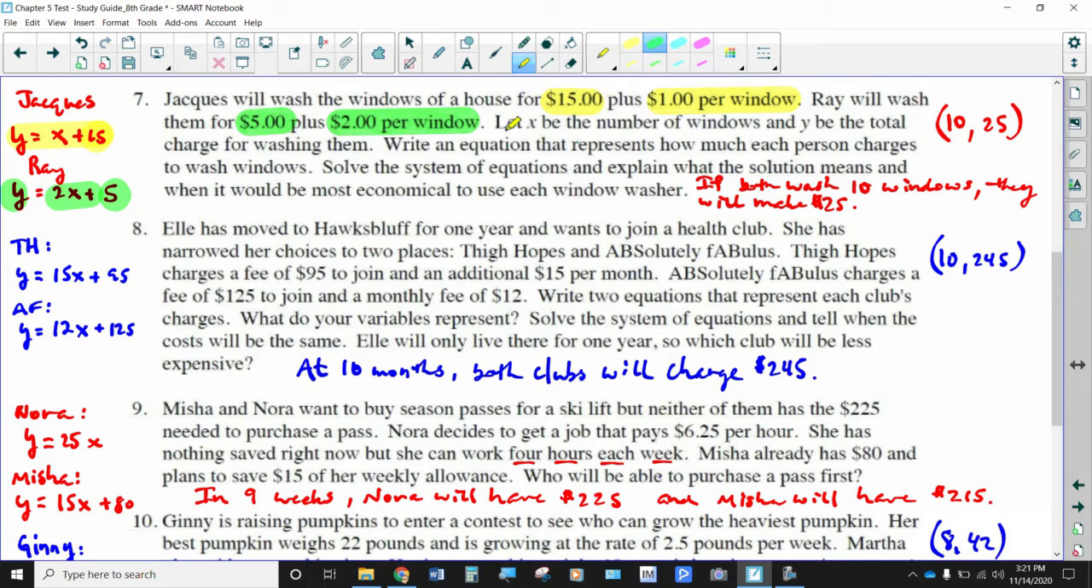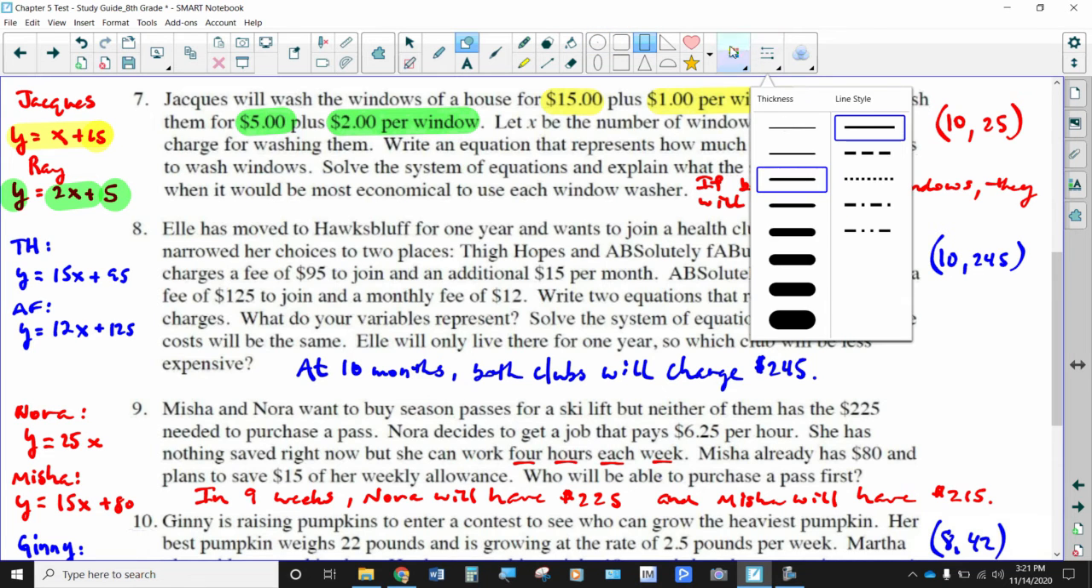So the question is, write an equation that represents each person's setup. Well, we did that. Solve the system of equations and explain what the solution means. Okay, so remember, the solution to the system is where these two lines would intersect. So it basically means how many windows could they wash where they would end up making the exact same amount of money.